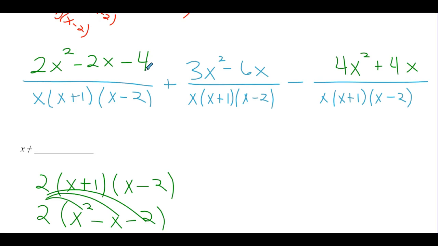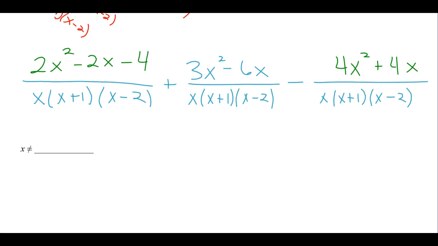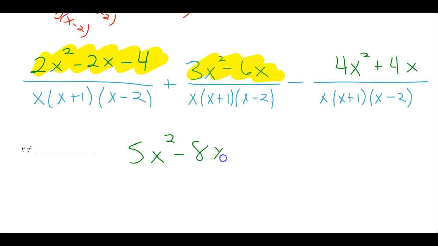Okay, now finish it out yourself. Add the first 2, and then from that subtract the last numerator. Okay, go ahead and finish that one. Add those together. 5x squared minus 8x minus 4.